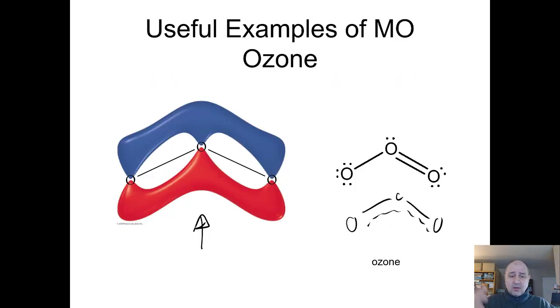Anyway, this is the end of that. When we come back, I'm going to look at square planar and octahedral and trigonal bipyramidal molecular orbital models.